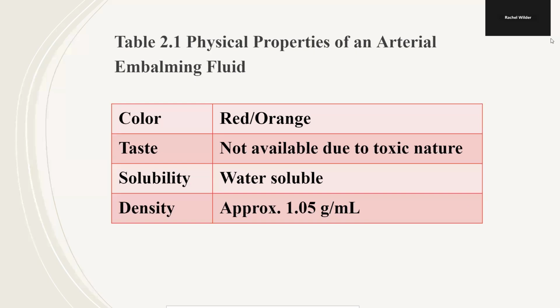Coming back to arterial fluid, for example, physical properties of an arterial fluid. So we're just describing it, right? The color is typically red or orange. The taste is not available due to the toxic nature, so we don't want to describe that. The solubility is that it's water soluble, meaning we can dilute it in water and it mixes. And the density, which if you calculate would be mass over the volume, is approximately 1.05 grams per milliliter.